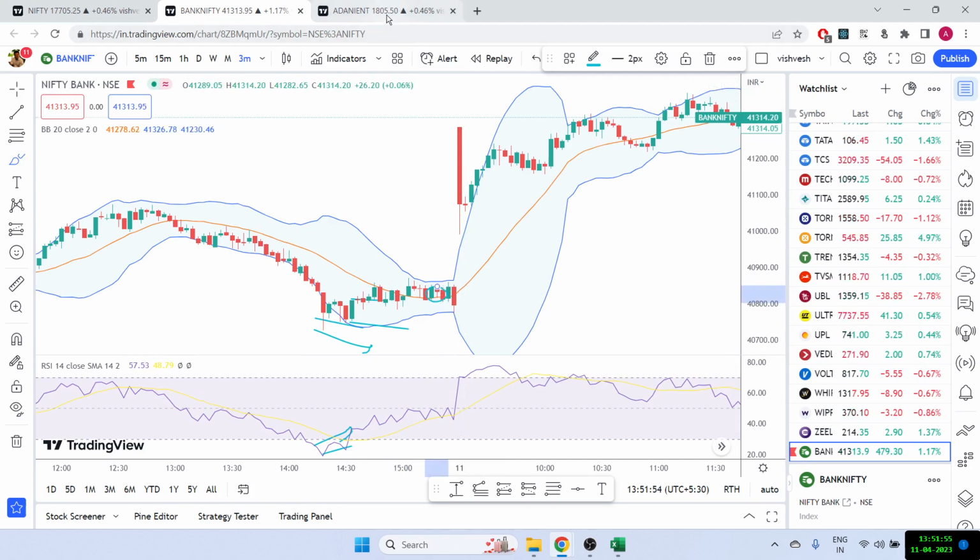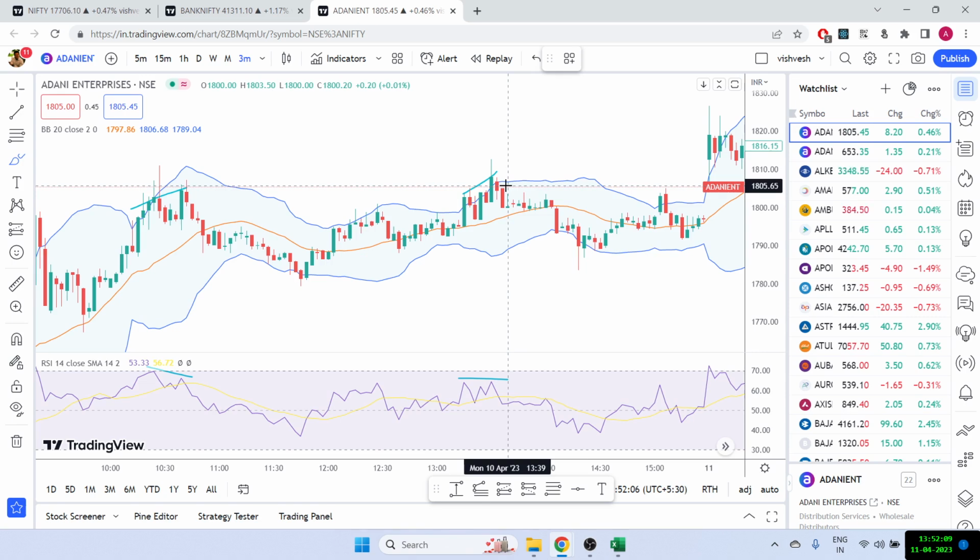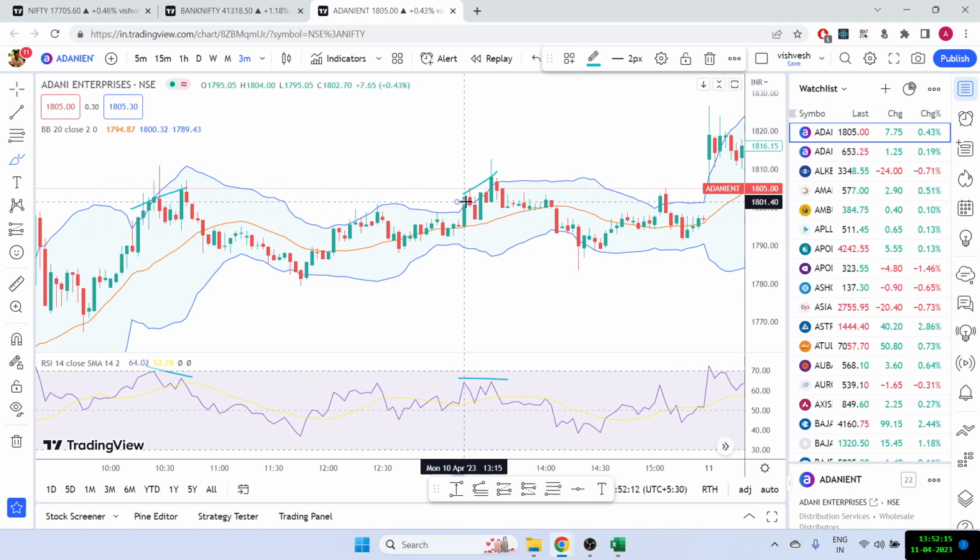Let's also see one example for the selling trade. For that, I'm showing you Adani Enterprises. Now since it's a selling trade, the conditions will be reversed. So we are looking for a candle to close above the upper Bollinger Band, and we are looking for a bearish divergence to happen. So you can see here that the candle has closed above the Bollinger Band, and during the same time we are getting a bearish divergence, because the stock is going up, whereas the RSI is coming down slightly, or maybe we can say sideways. High chance that it will come down.